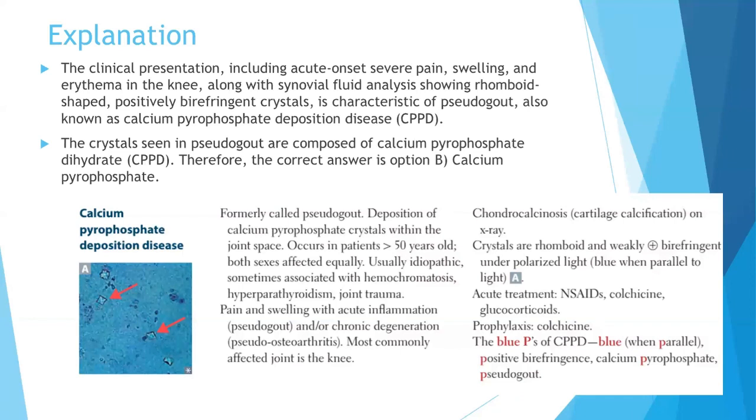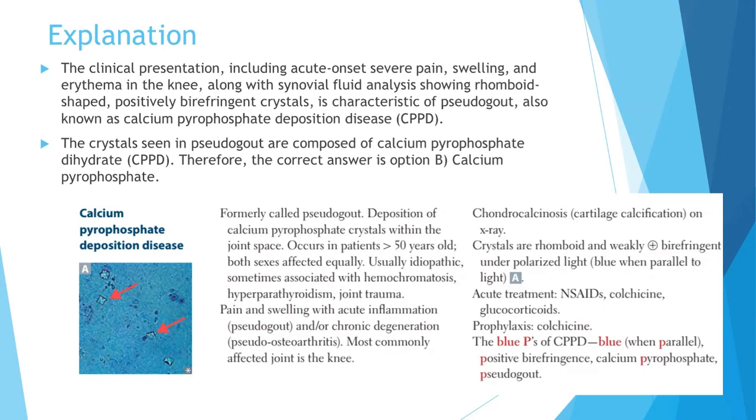Now, the clinical presentation, including acute onset severe pain, swelling, and erythema in the knee, along with synovial fluid analysis showing rhomboid, positively birefringent crystals, is characteristic of pseudogout, now also known as calcium pyrophosphate deposition disease. The crystals seen in pseudogout are composed of calcium pyrophosphate dihydrate. Okay, therefore the correct answer is calcium pyrophosphate.